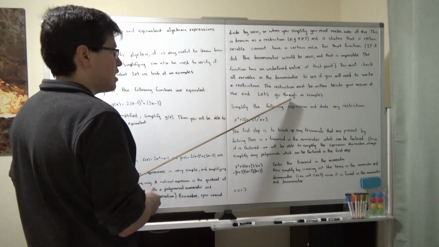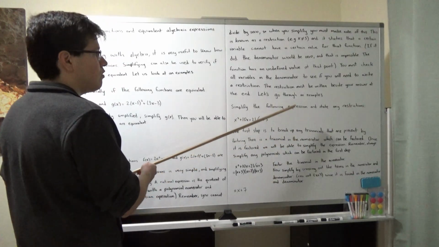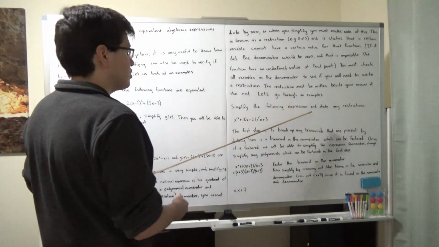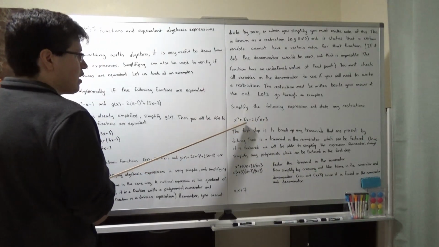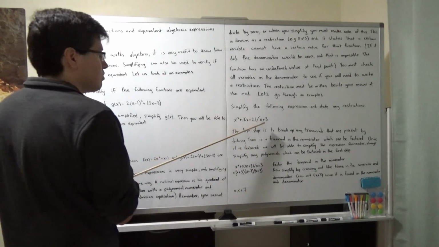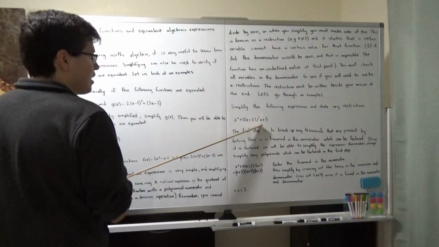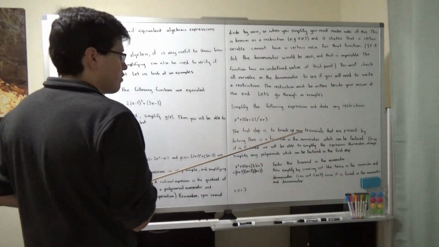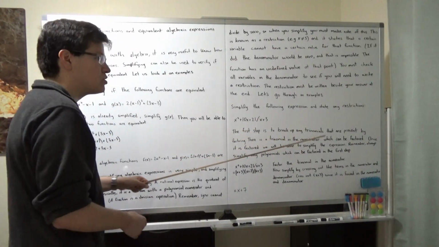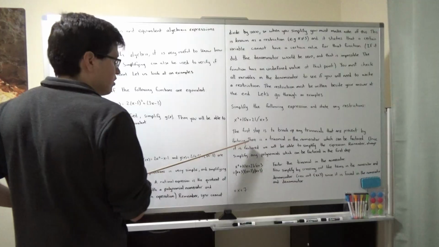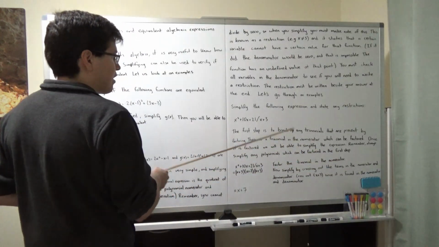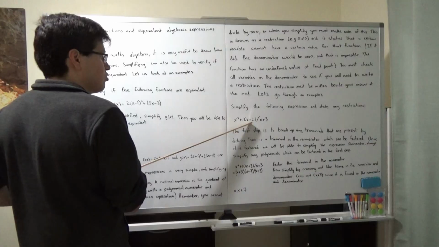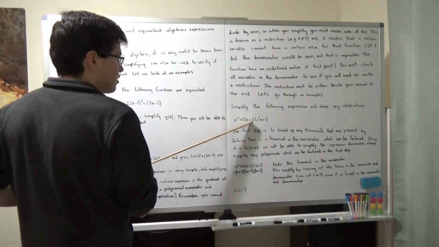Let's go through an example. Simplify the following expression and state any restrictions. We simplify x squared plus 10x plus 21 divided by x plus 3. The first step is to break up any trinomials that are present by factoring. We have a trinomial present in the numerator. That means we can factor the numerator.